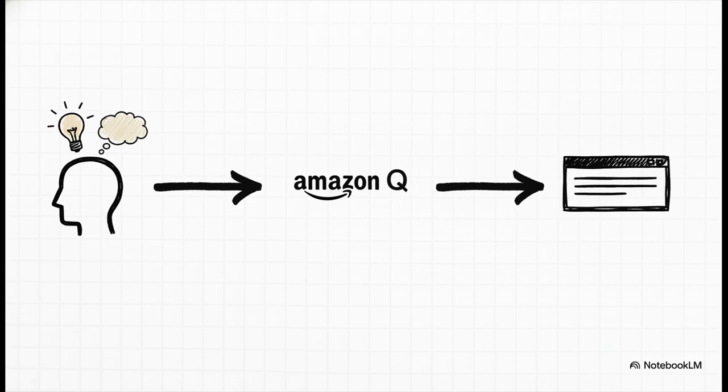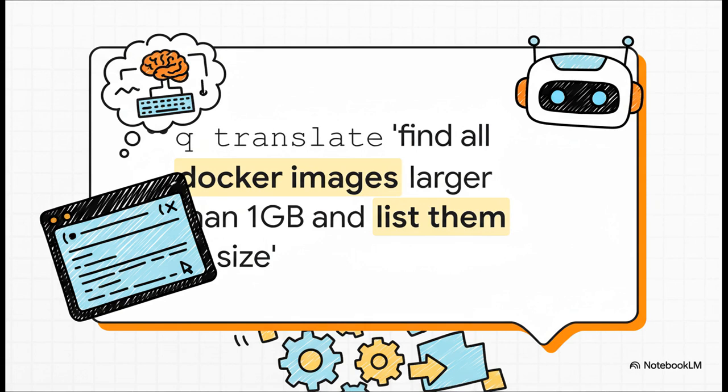The whole idea is to let you just say what you want to do in plain English and completely skip that part where you have to remember all the complicated syntax. So check this out. This is a super common task, right? You want to find those huge Docker images that are eating up your disk space. Now, how would you write that command from memory? It's not simple. It needs special formatting, some filtering, and then sorting.